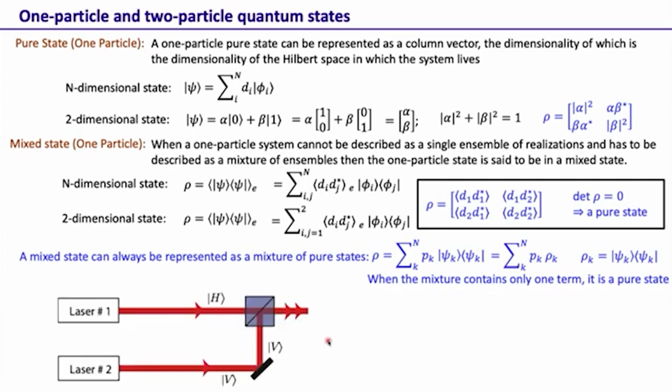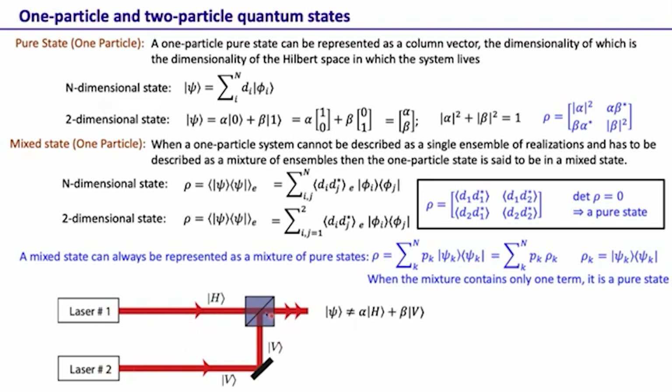Now, to give an example, again we have done this before, as to what is a one particle mixed state. We can imagine laser number 1 and laser number 2, two independent lasers, and we have a photon either coming from this or coming from that. We don't have two photons. If the photon comes from this, it is horizontally polarized. If it comes from that, it is vertically polarized.